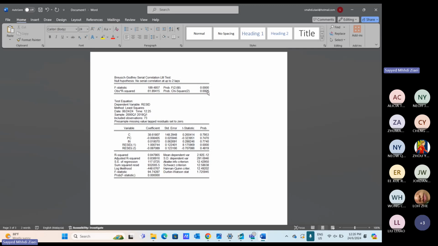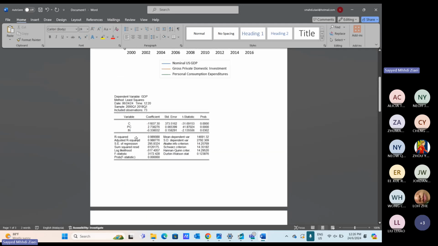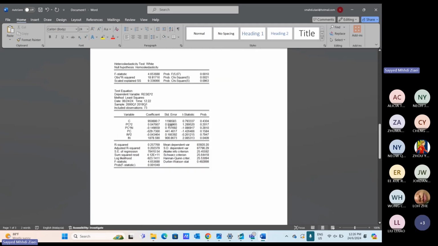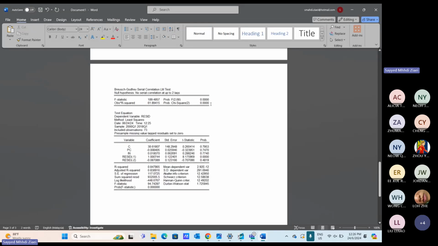So in this regression, we have two main problems: autocorrelation and heteroscedasticity. That's why when we got the result, we found a negative relationship between investment and GDP, which is meaningless. Why? Because when we have diagnostic problems like heteroscedasticity and autocorrelation, you cannot get accurate, decent values for your variables.